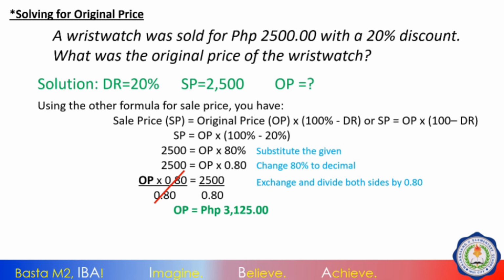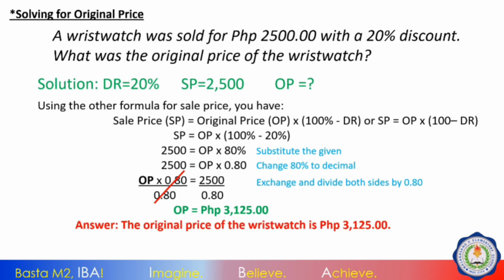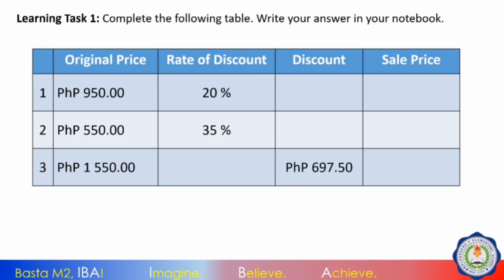And the answer will be 3,125 pesos. That means that the wristwatch is 3,125 pesos before it was sold with a 20% discount. You can complete the following table and write your answer in your notebook or in your activity sheets.